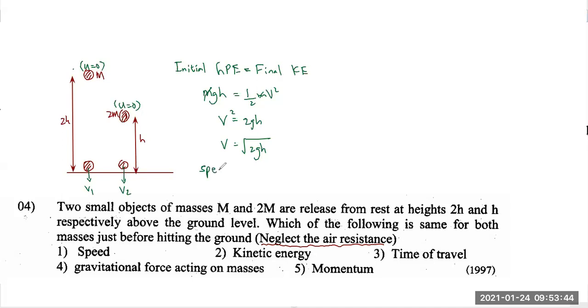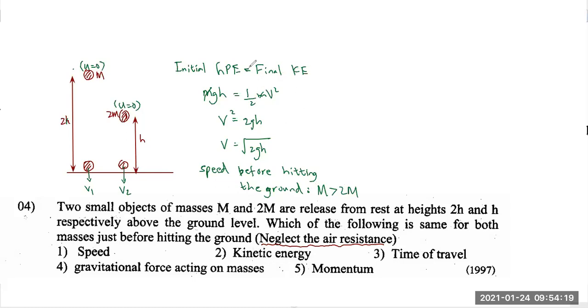When you compare the speed before hitting the ground, they will not be equal because they are released from different heights. In case they ask us to compare before hitting the ground, between capital M and 2m masses, the speed will be highest for capital M mass, because it was released from a higher level, or the height is high. Fine. And next one, kinetic energy.